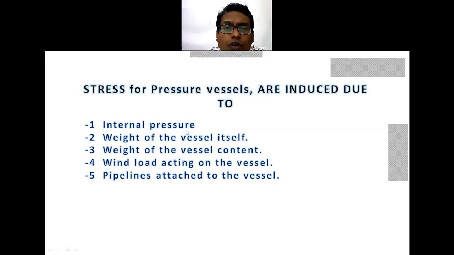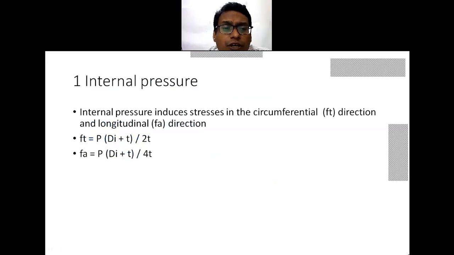Whenever we talk about internal pressure, the circumferential stresses and longitudinal stresses are taken into consideration. So ft is the circumferential or tangential stress, that is calculated as P(di + t) upon 2t, or with D as the average diameter, PD upon 2t. And the longitudinal or axial stress is P(di + t) upon 4t, where di + t is nothing but the average diameter, that is PD upon 4t.